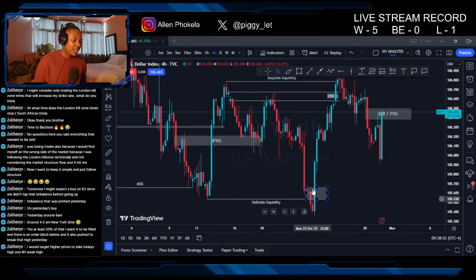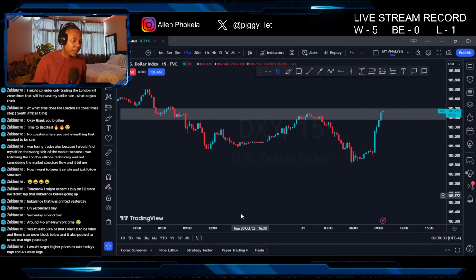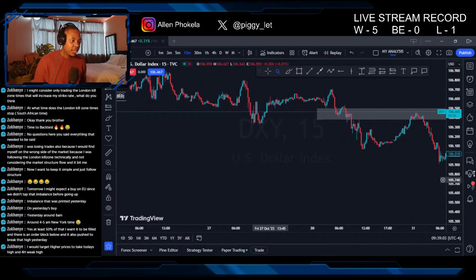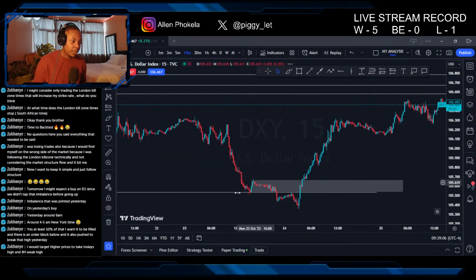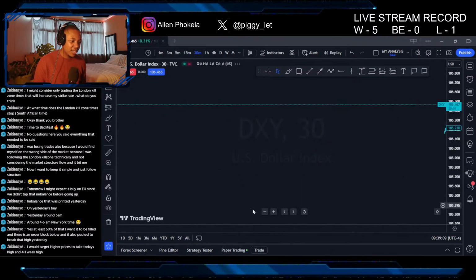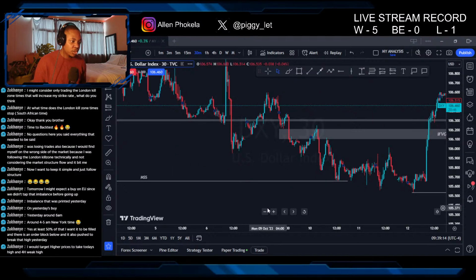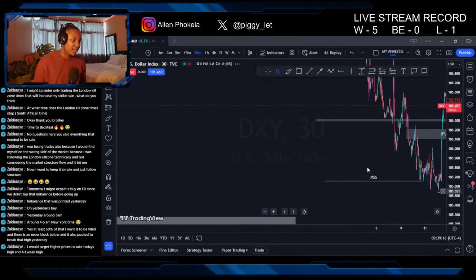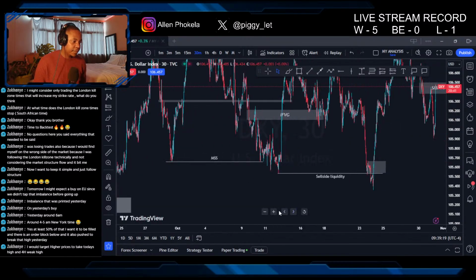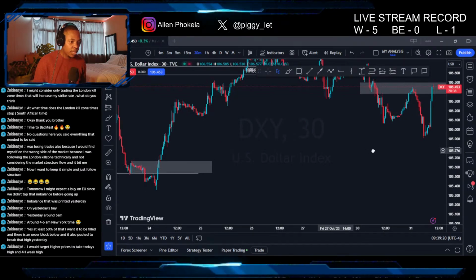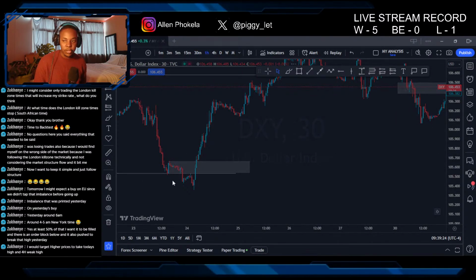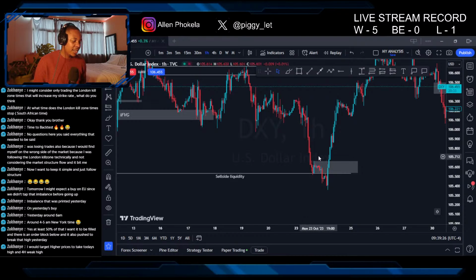So yeah, I expected price to take out this sell side, which we did. Took it out. I was actually expecting price to come back and retest that market structure shift. I think it was an H1 market structure shift, I'm not quite sure. Let me just go to H1. Yeah, it came back, retested, but just kept shooting up.